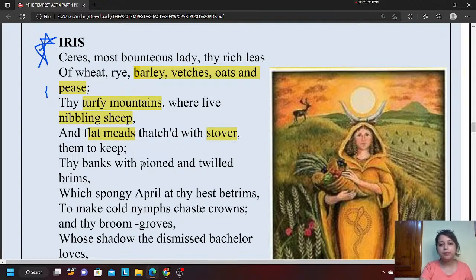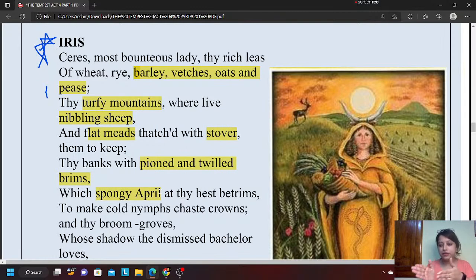Thy banks with pined and twilled brims. You have banks which are filled with water. You have spongy April at thy hest betrims. April, what is this? Now you have spongy April at thy hest betrims to make cold nymphs chaste crowns. Now the rivers are also yours.